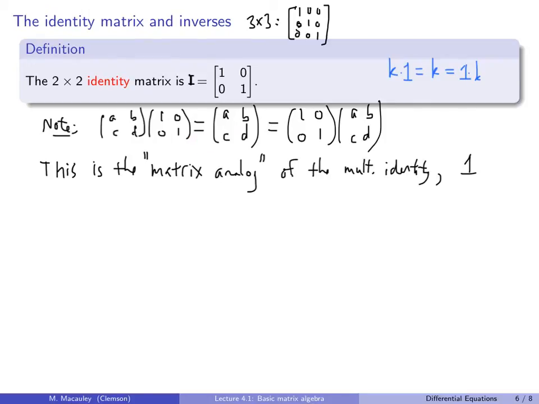So next, we want to look for a matrix analog of inverses. So, next goal: find a matrix analog of inverses.